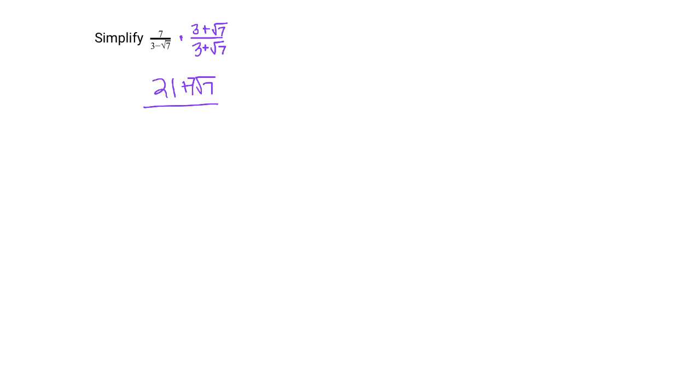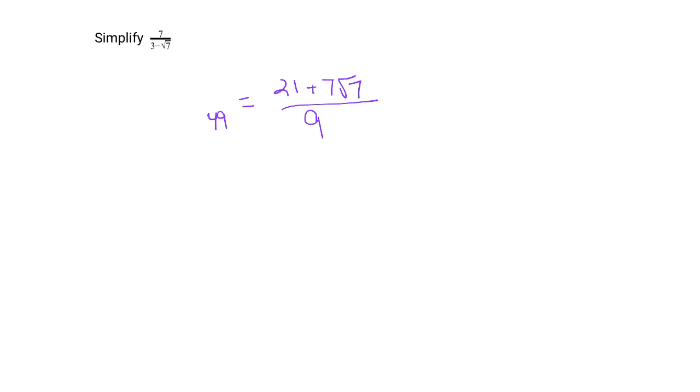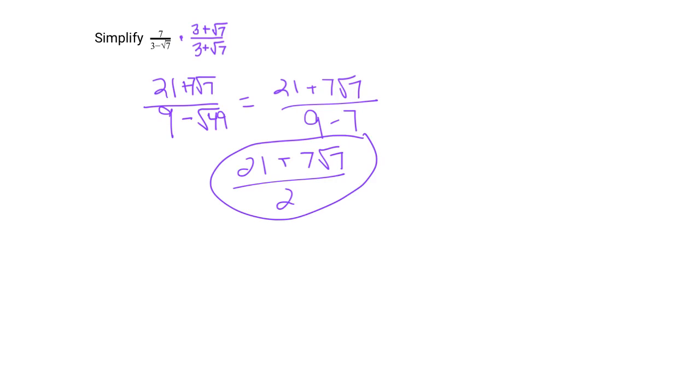And then on the bottom, 3 times 3 is 9. And square root of 7 times square root of 7, minus square root of 49. Simplify a bit more. 21 plus 7 square root of 7 divided by 9 minus 7. Final answer, 21 plus 7 square root of 7 over 2. And that's your final answer.